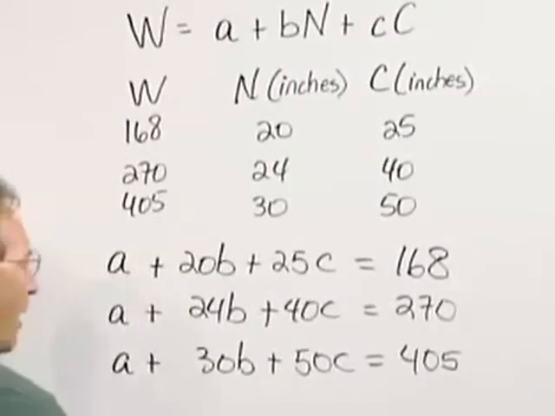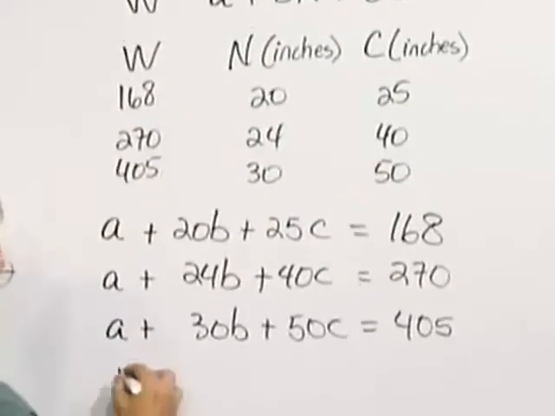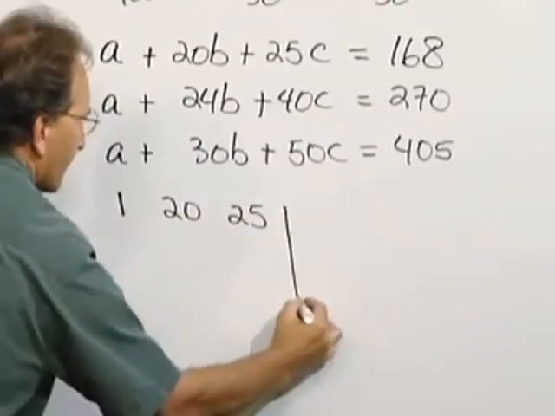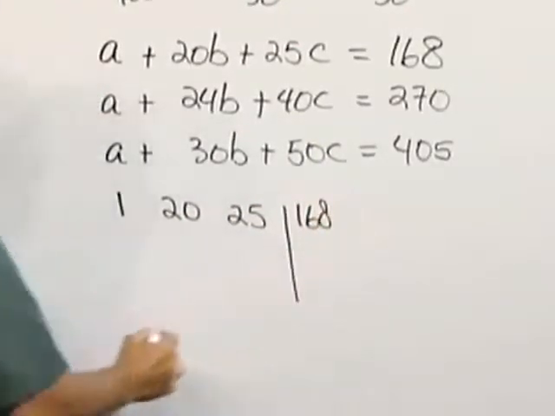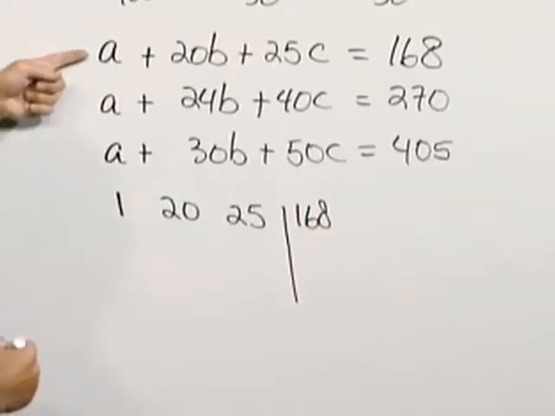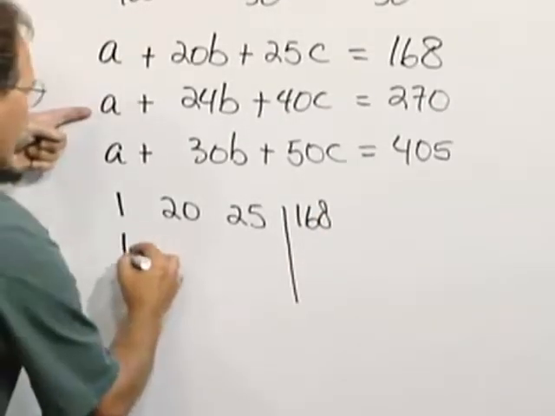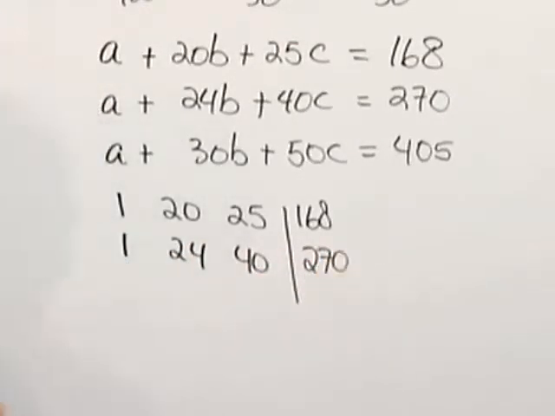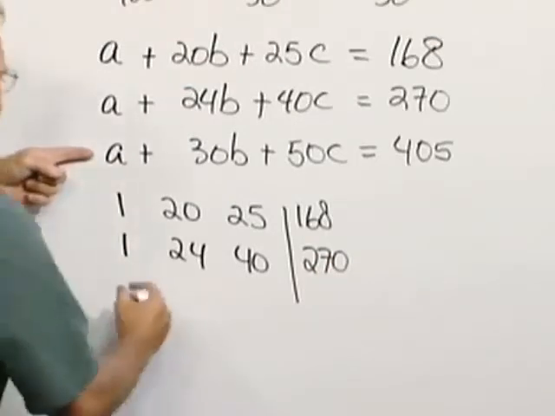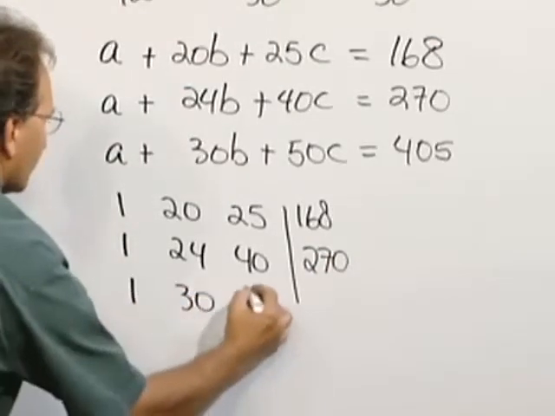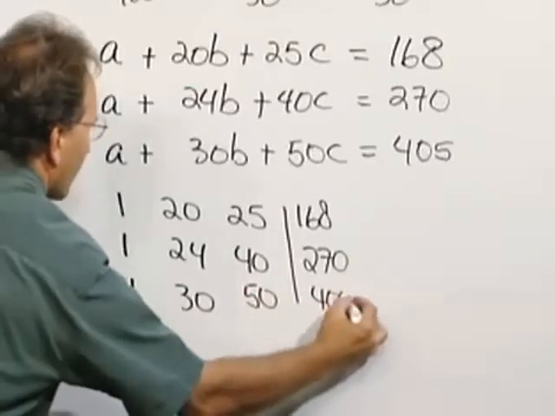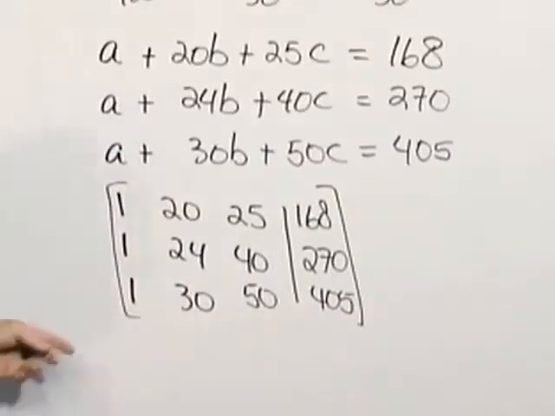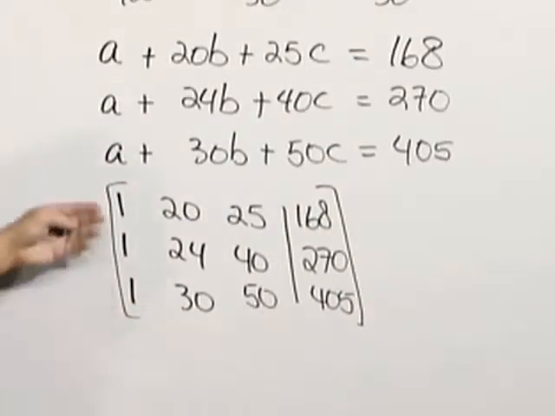So let's write our augmented matrix, which would be 1, 20, 25, our line for 168, and that would be reading from equation number 1. From equation number 2, it would be 1, 24, 40, 270. And from equation number 3, it would be 1, 30, 50, 405. And now we'll use the Gauss-Jordan method of solving this matrix.